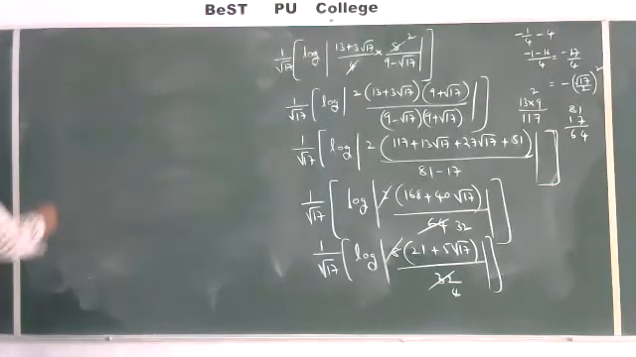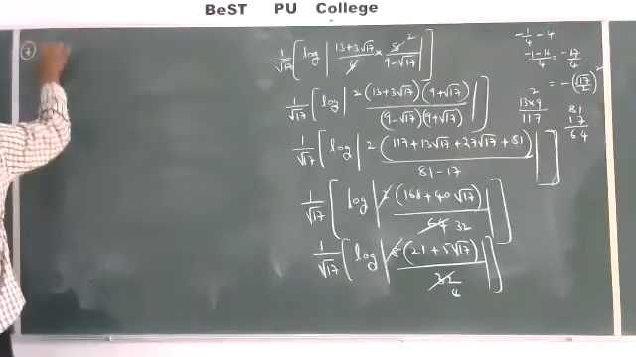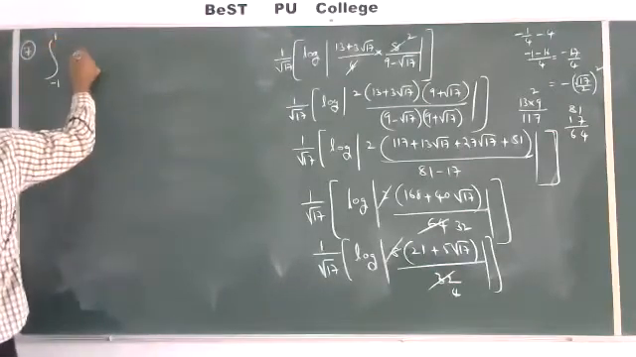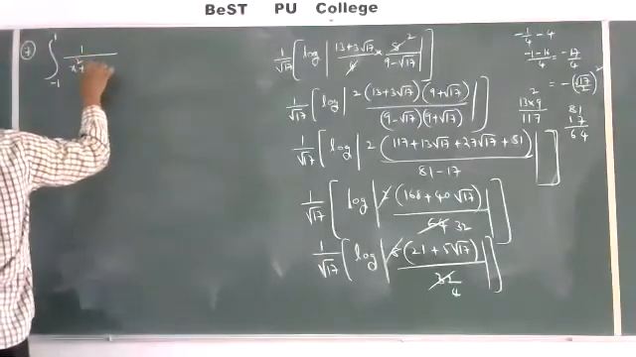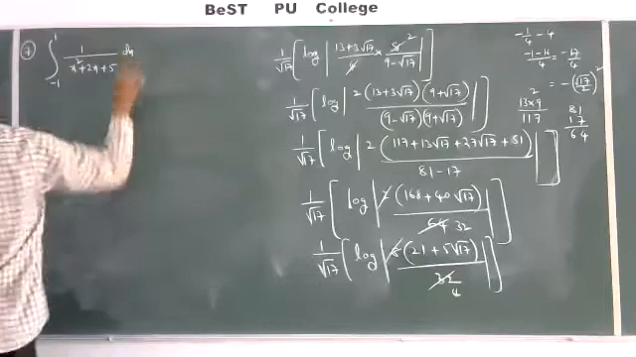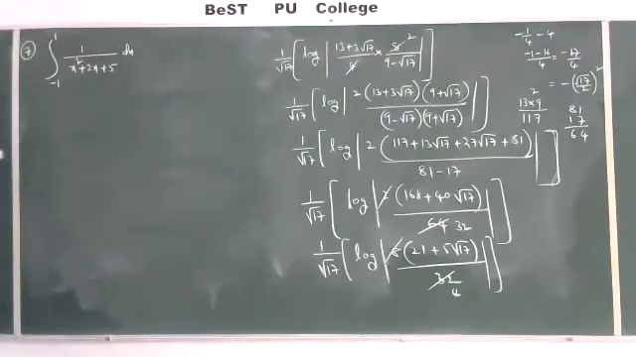So next problem, seventh problem. Integral minus 1 to 1, 1 by x square plus 2x plus 5 dx. Integral minus 1 to 1, 1 by x square plus 2x plus 5 into dx.